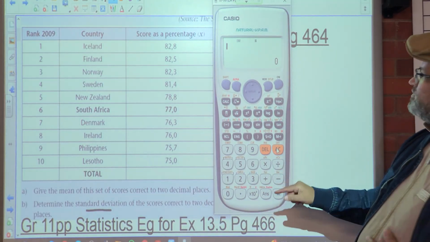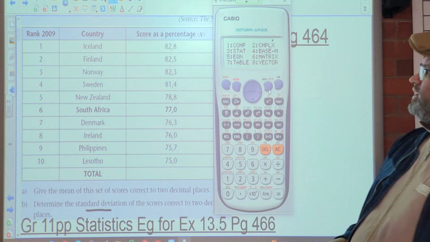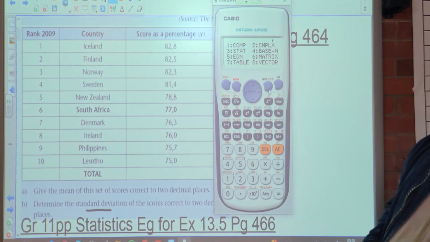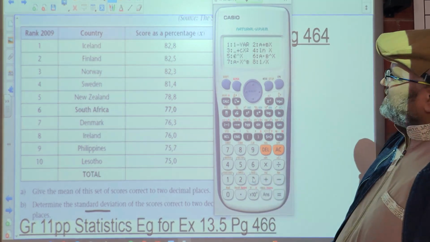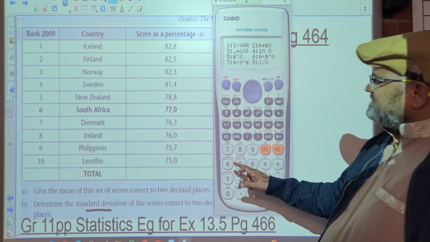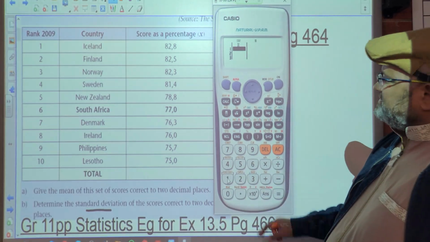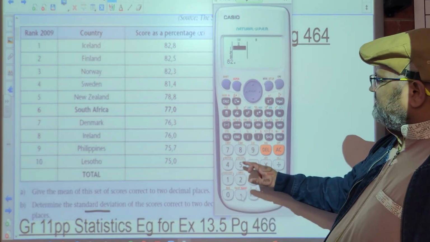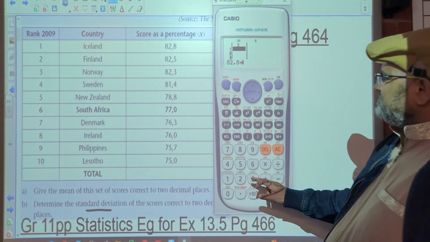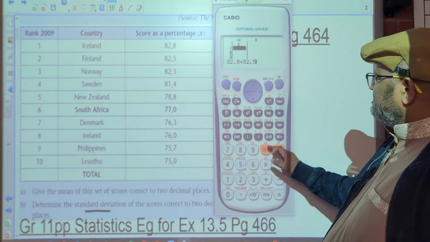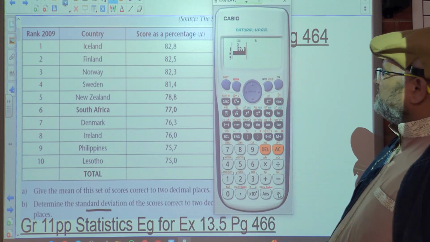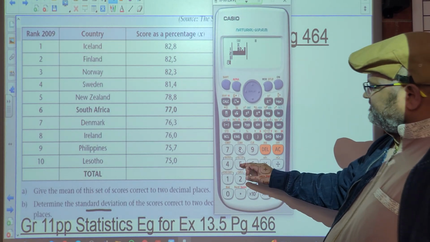Right, let's do this one together quickly. We'll go a bit faster. How do we start off? Mode. Then 2 for stat. But I'm pressing 3. So mine's saying 3. 1 for variance. So it's going to be 82.8, equal, 82.5. No, not plus but equal. 82.5.